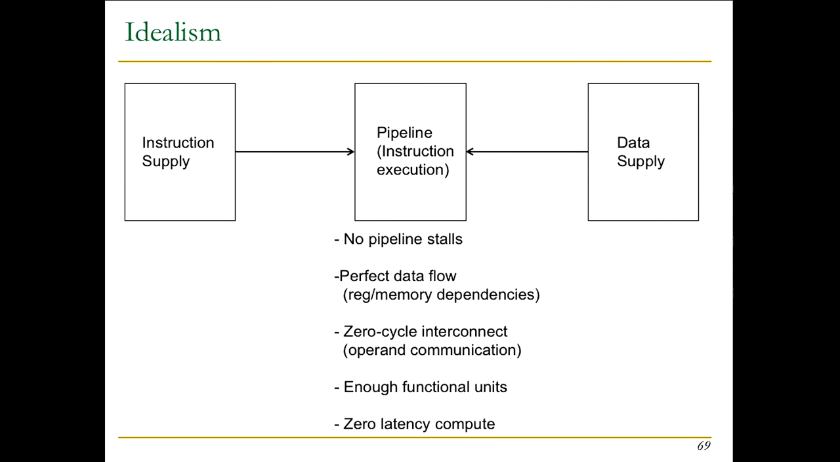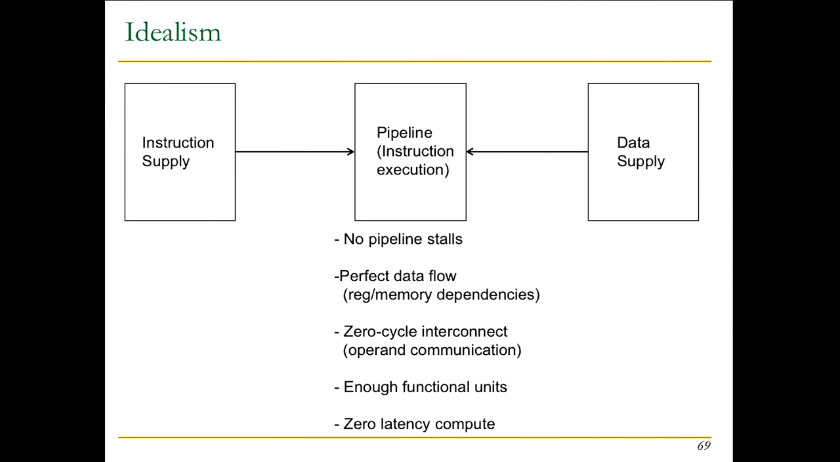So a pipeline we've covered a lot in digital circuits. We may come back to it again, as I said. But ideally, it's always good to think about the ideal. What do you want in a system? Idealism helps you to build better systems. So ideally, you want no pipeline stalls. And we've covered some of that in digital circuits. You want perfect data flow, no dependencies, but also you want to know the dependencies that exist very quickly.